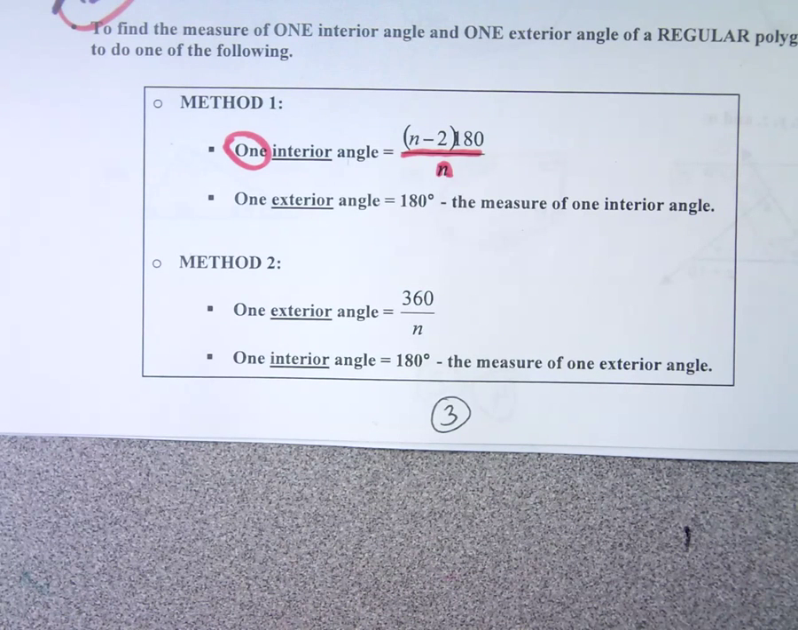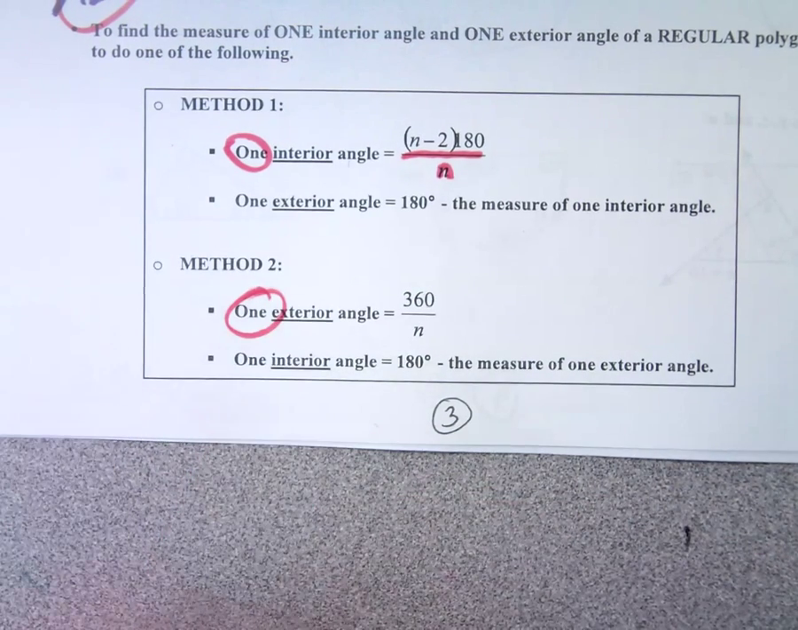Okay, the other method is, if I know all exterior angles add to be 360 and I want to know just one exterior, I can just divide by however many sides the shape has. And then once I know the exterior angle, I can find the interior by taking 180 minus that answer. Which method looks easier, 1 or 2? 2. Okay, so if you like method 1, do method 1. I'm going to do method 2 because I think it is slightly easier.